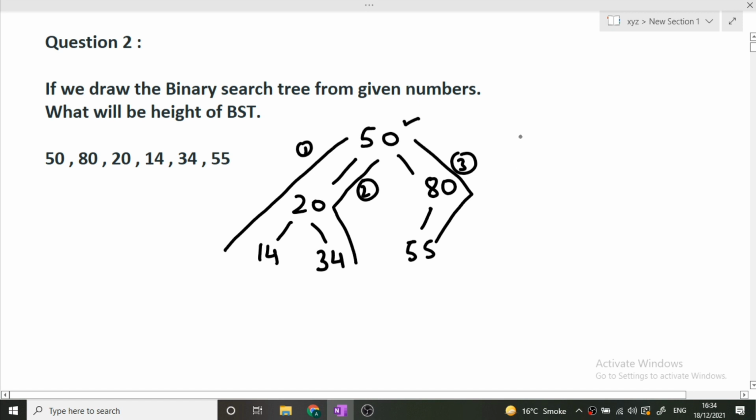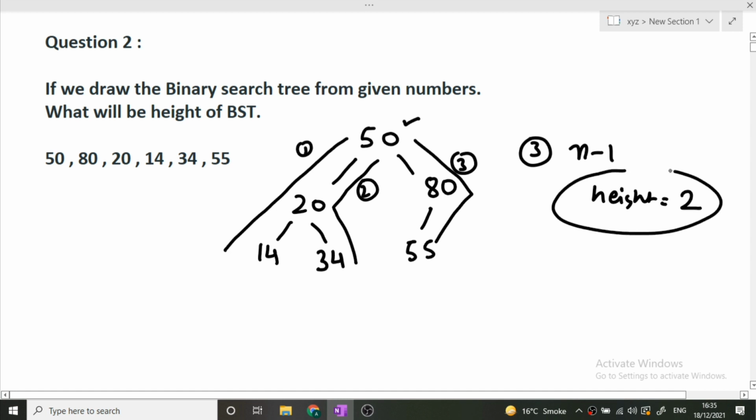So let's just suppose we have chosen the third path. Now there are 3 nodes coming. So since the 3 nodes are coming, what will be the height of this BST? It will be n minus 1. That is, if 3 nodes are coming, the height will be n minus 1, 3 minus 1, that is 2. So this is the correct answer, that height of this particular BST is 2.